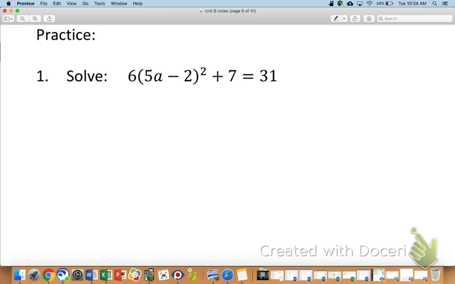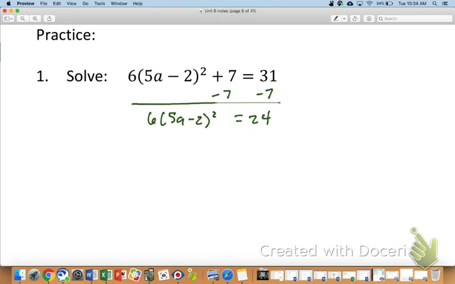So I can't multiply the 6 through. That would be violating order of ops. Oh, maybe. But I could get rid of the 7, right? Yeah. So I would subtract the 7 over. Oh my goodness. That would give me 6 times (5a minus 2) squared equals 24.